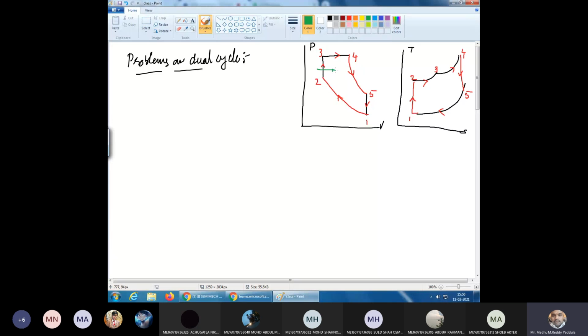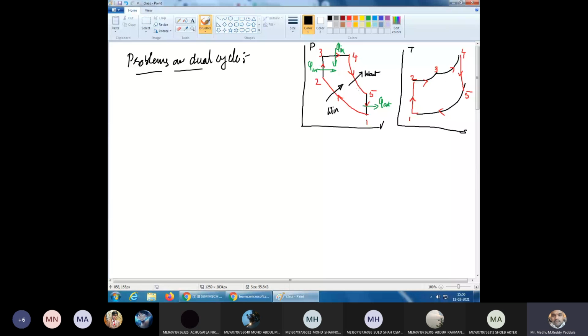So this is Q in. This is also Q in. This is Q out. Okay, now we will see problems. Clear on the PV and TS diagram? Any doubt, please ask me. This is work in compression. This is the W out expansion. Any doubt in the PV and TS diagram? Please tell me. No, sir. No, right. Right.